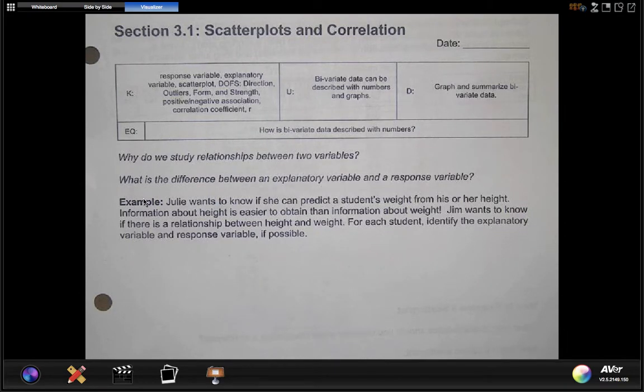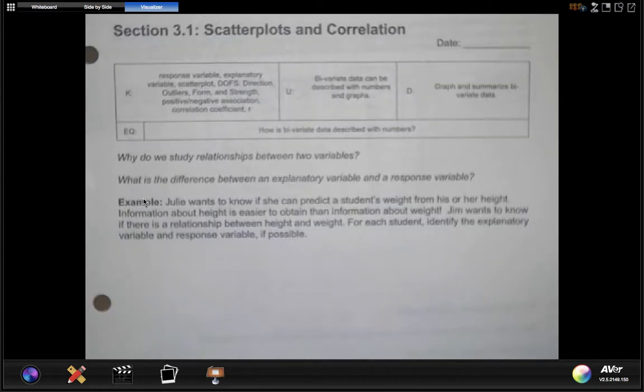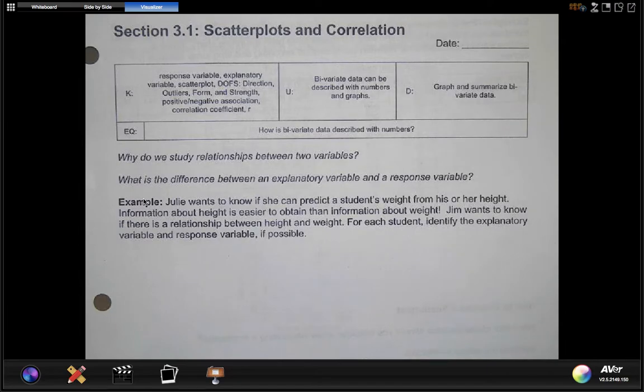So if you go ahead and look at this example right here, go ahead and pause the video for a minute or so and figure out which one is the explanatory variable and the response variable. There's Julie and Jim, 2 different scenarios. All right, hopefully you paused momentarily to contemplate this question. If you didn't, here's your chance again. Pause the video and answer it on your own.